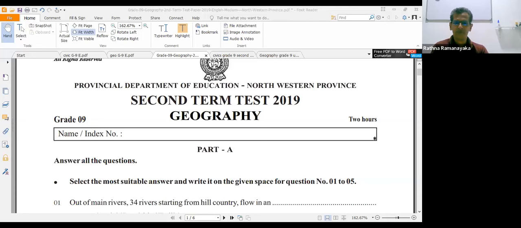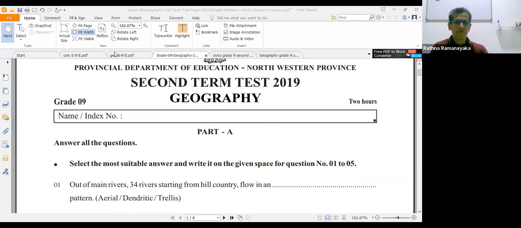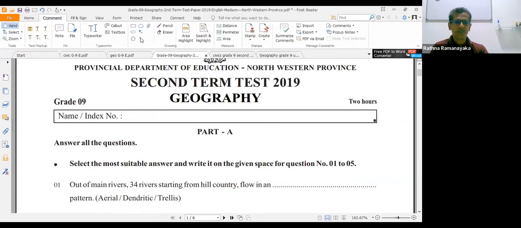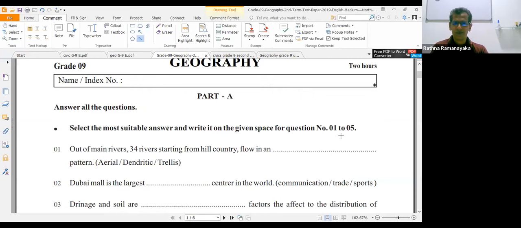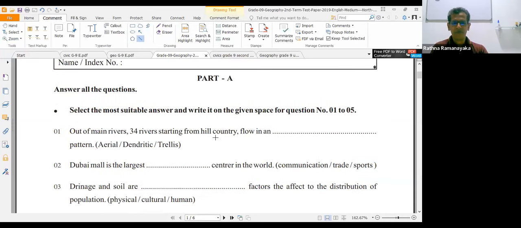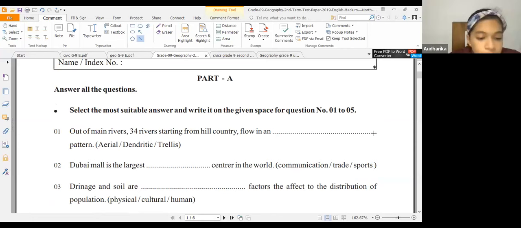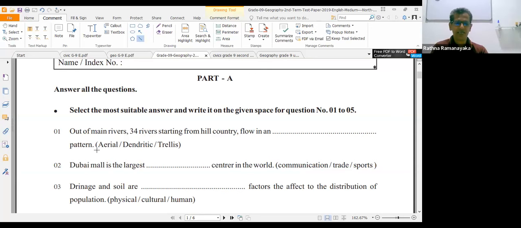Second term test 2019, Northwestern Province geography. Right. First question, can someone read the first one? Select the most suitable answer and write it on the space for questions number 1 to 5. Of the main rivers, rivers starting from hill country flow in a radial pattern. That means radial, right?